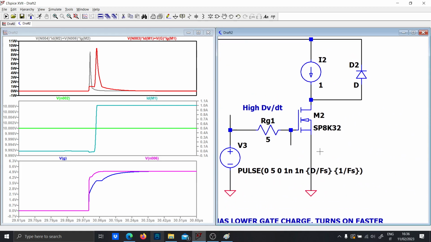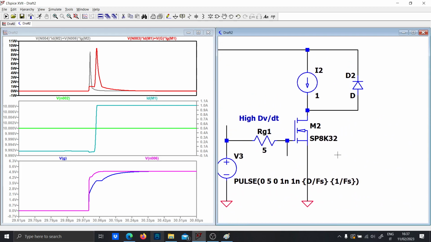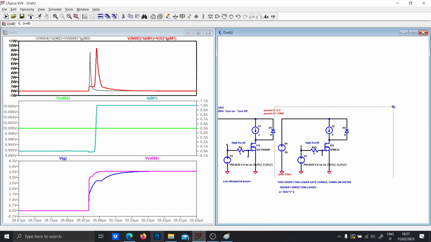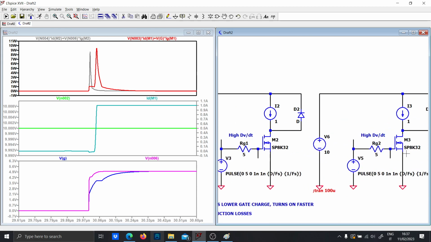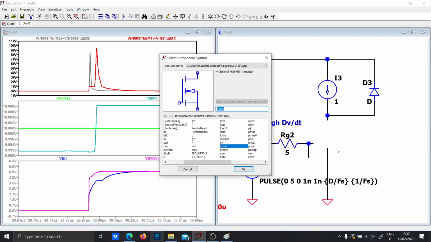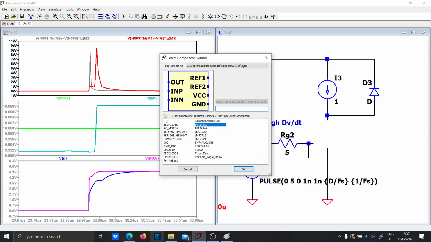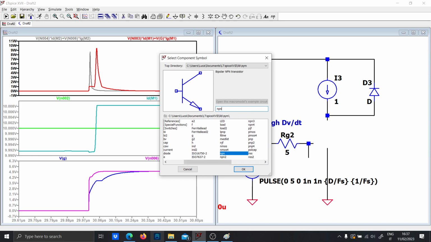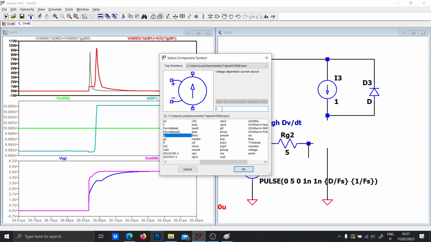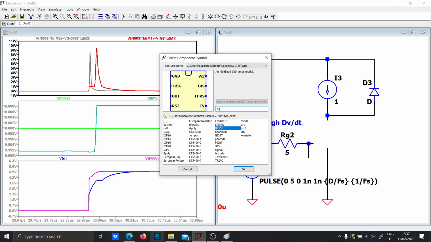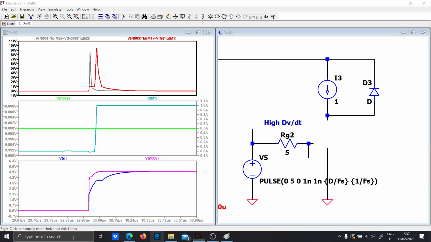Now let's destroy this MOSFET. Let's use not a MOSFET, but, for instance, an IGBT. IGBTs are power devices. Oh my! I don't remember how it is called.